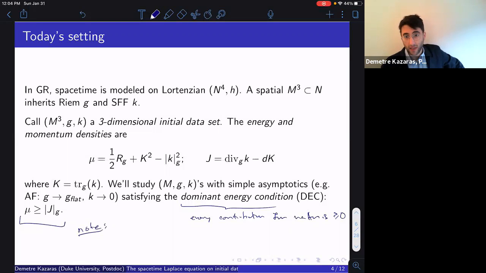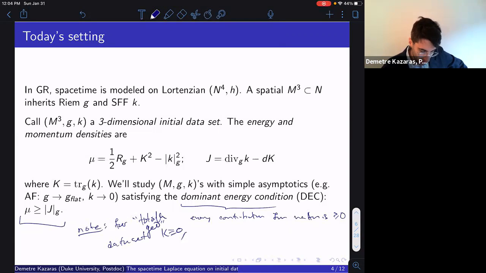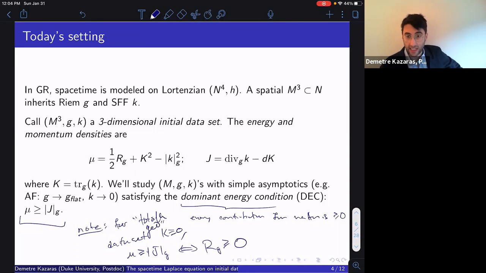If you happen to have an initial data set with vanishing second fundamental form, so totally geodesic with K equals 0, the dominant energy condition degenerates to the condition that the scalar curvature of your initial data set is non-negative. Okay, this is the fundamental connection to scalar curvature.